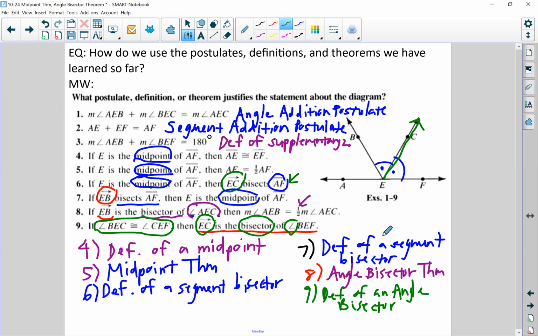So we just went over 1 to 9. Hopefully you have an idea of how to now apply definitions, postulates, and theorems that you've learned.